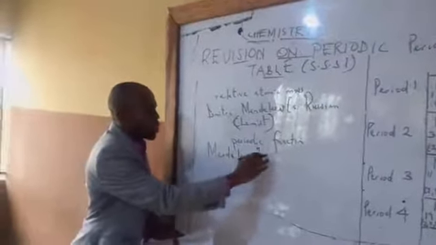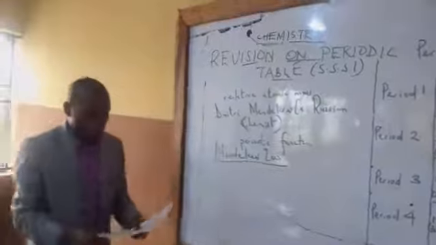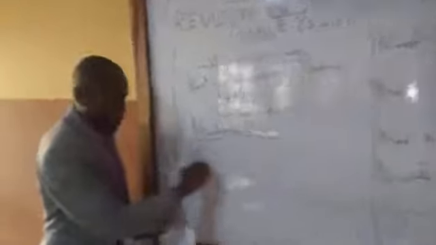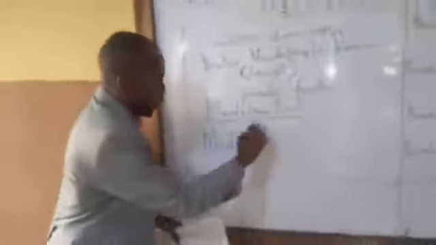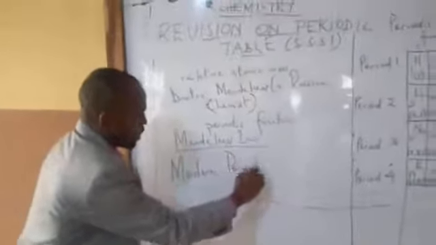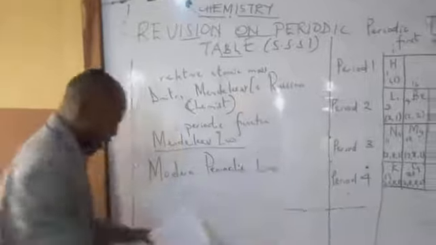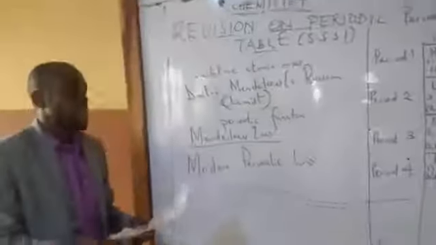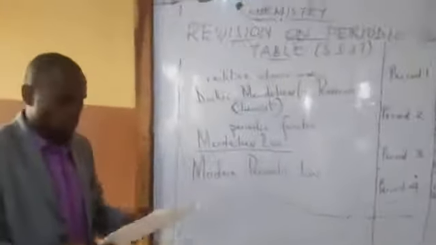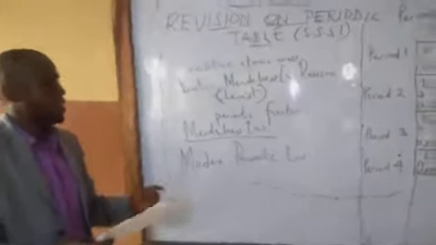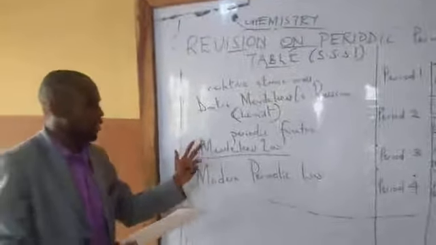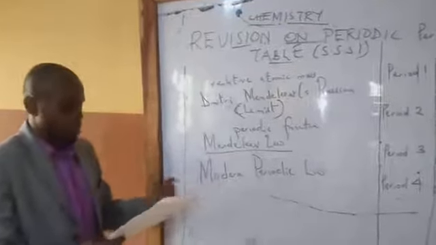But we also have a law similar to Mendeleev's, which we normally call the modern periodic law. The modern periodic law states that the properties of the elements are a periodic function of their relative atomic number. Don't forget Mendeleev's law and the modern periodic law.